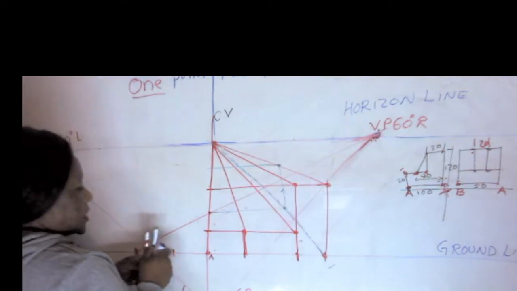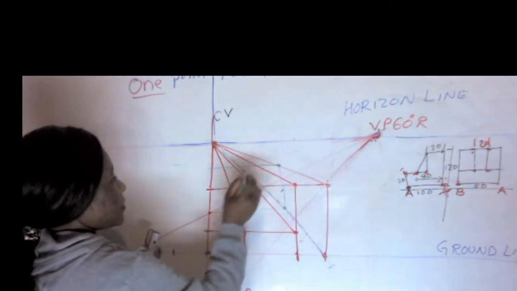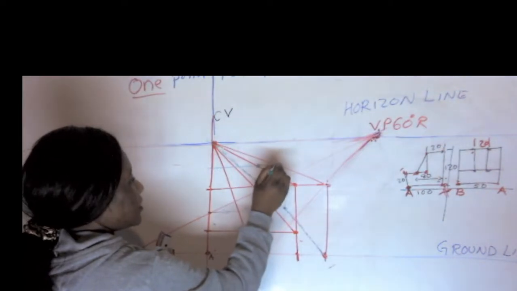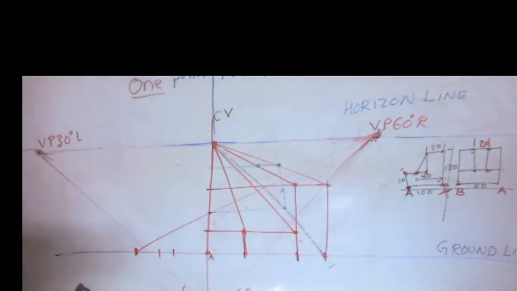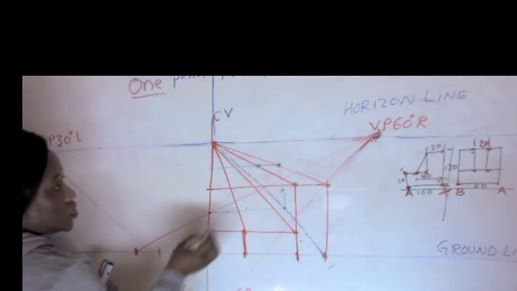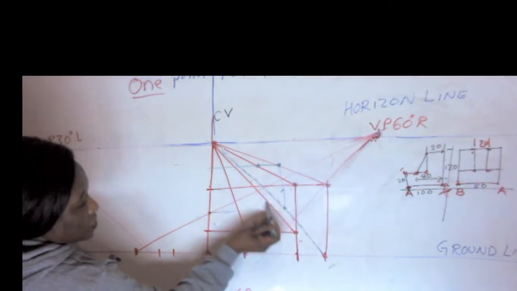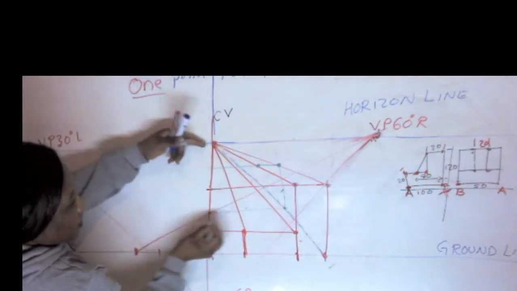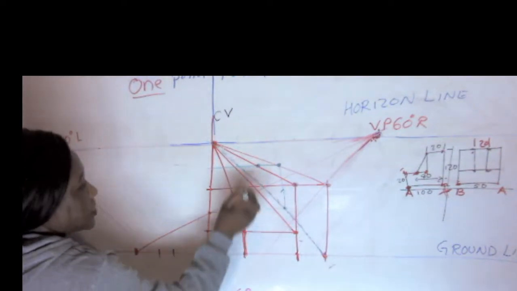Already you can see that we have created corners. Okay, this corner, this corner, this corner, that corner. It's the top we have already created. So what do you do at that point? Because you already have this line here going to the CV. So you need to bring the line down vertically down to meet with this line going to the CV.